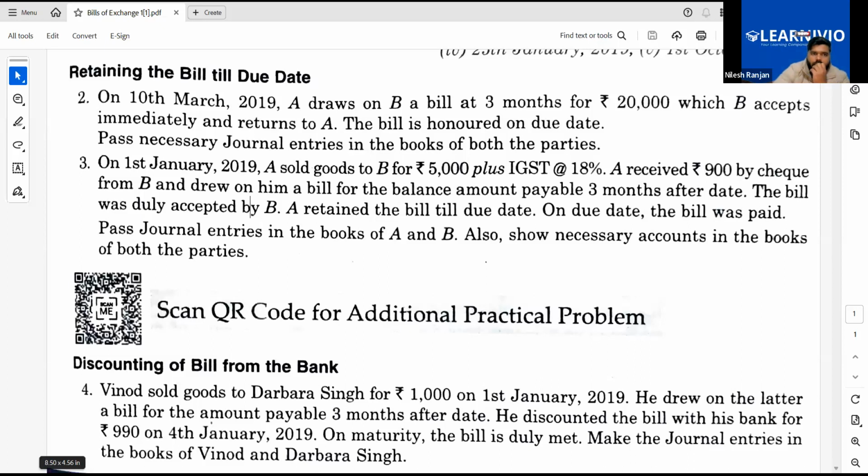Yes. Okay. And sir, one thing, these 10 rupees which have been deducted by the bank, I should write that in the discounting of bill by bank section, right? That 10 rupees. Yes. Okay.